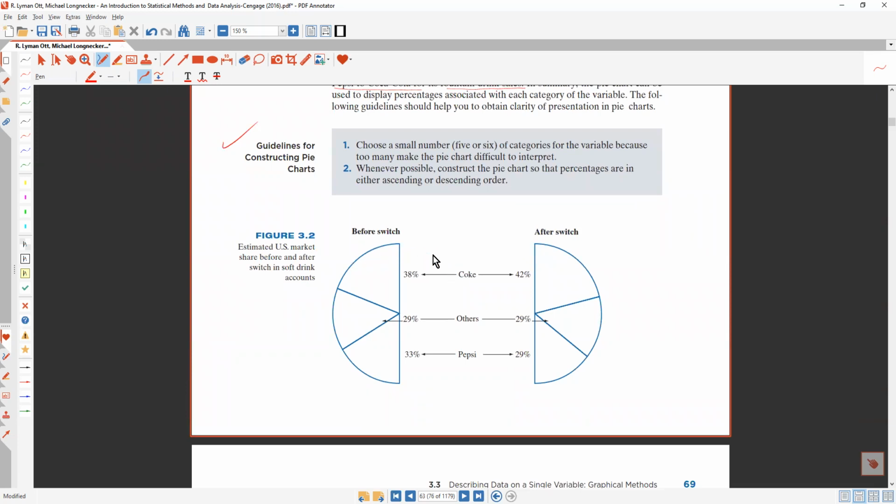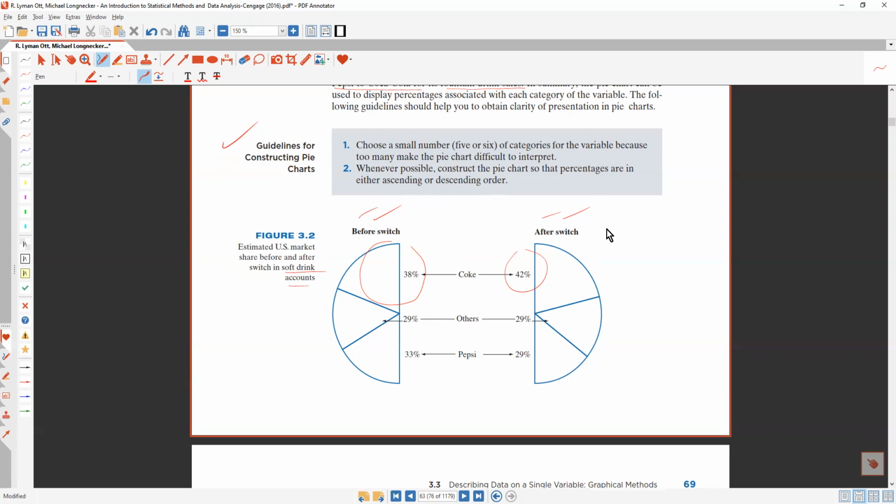This might be good for making a comparison before the switch and after the switch in soft drink accounts. So there's an example where there's a different market share between switching, I believe it was from Pepsi to Coke. So you can look at this as 38% to 42% after the switch. Comparing the pie slices like that can be useful to provide a before event and an after event. And that may be nice to see.